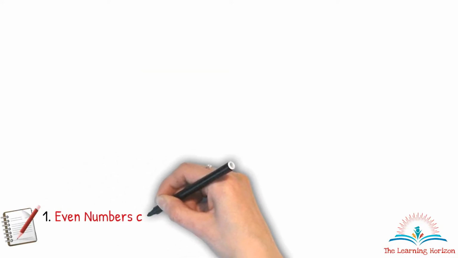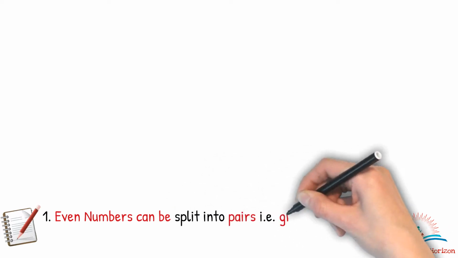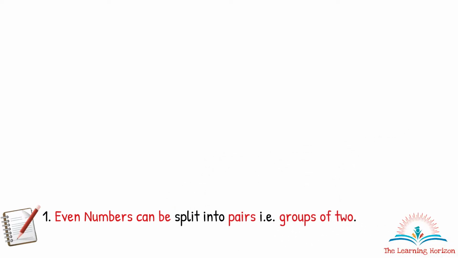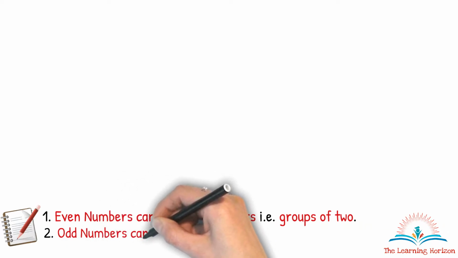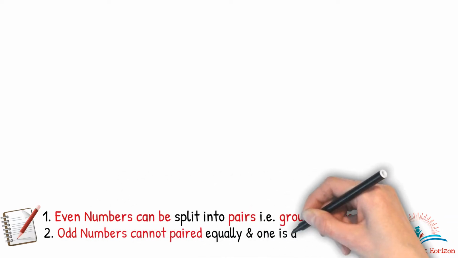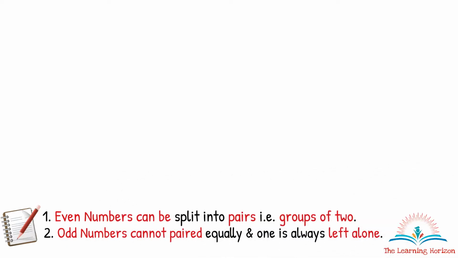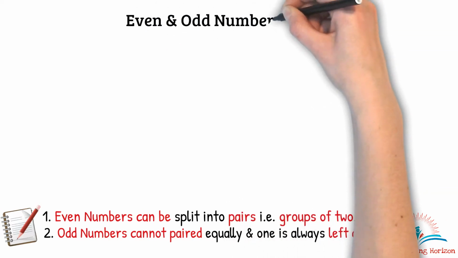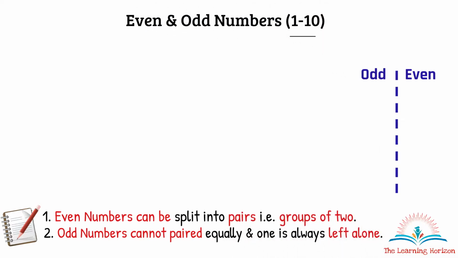Even numbers are the numbers that can be split into pairs, that is groups of 2. Odd numbers cannot be paired equally and 1 is always left alone. Now let us look at each number from 1 to 10 and identify even and odd numbers.